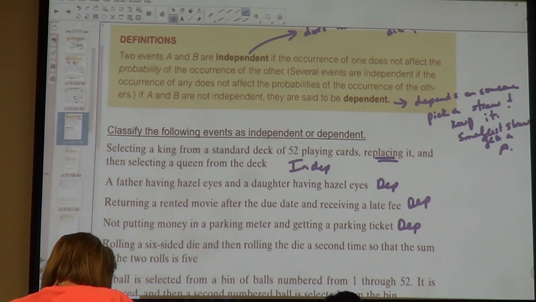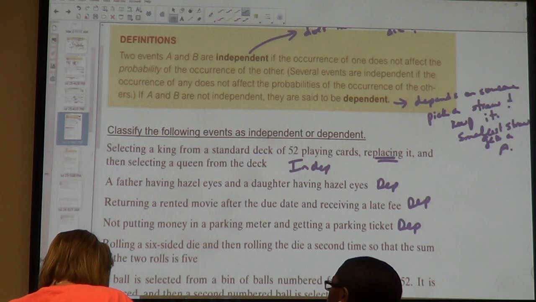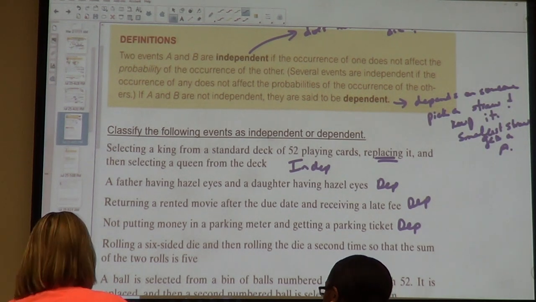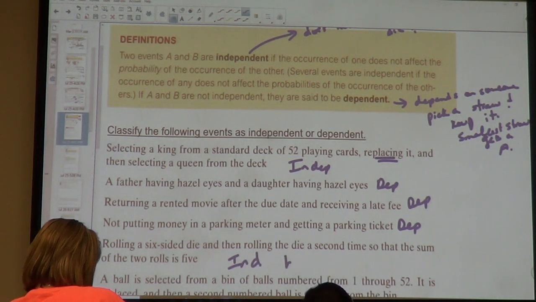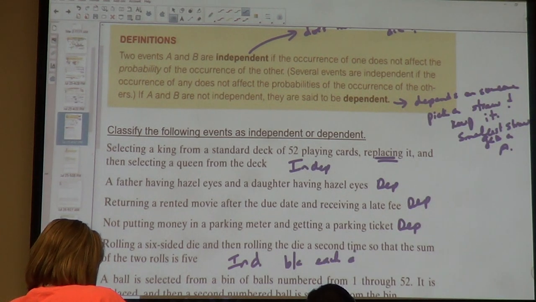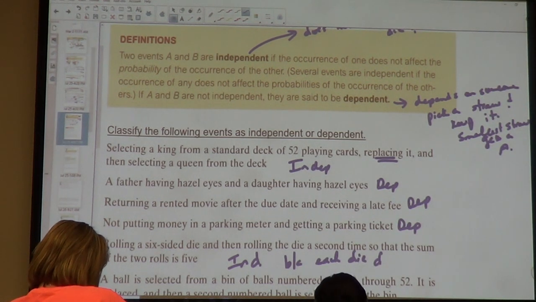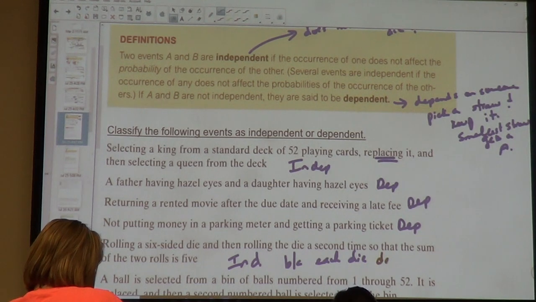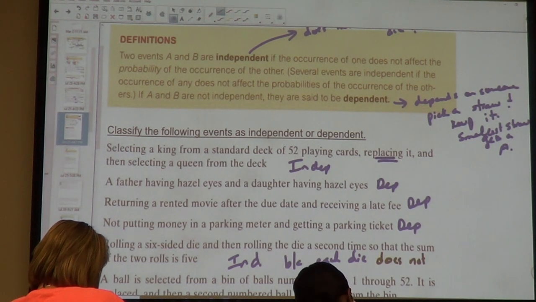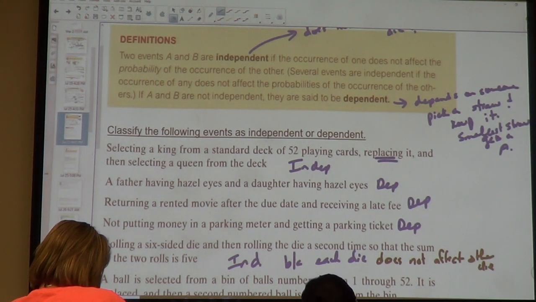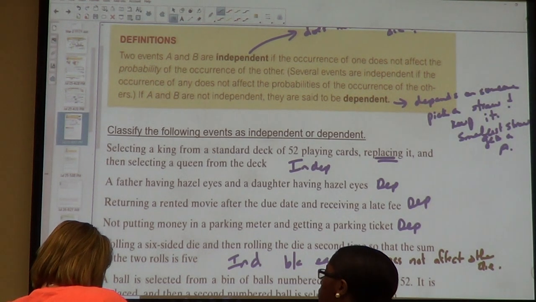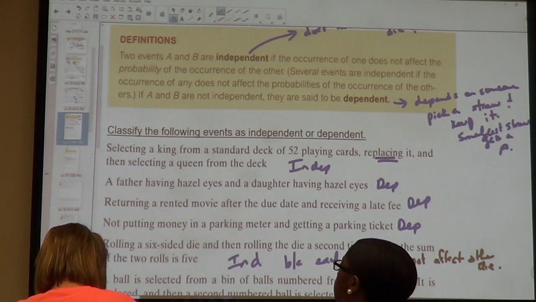Rolling a six-sided die and then rolling the die a second time so that the sum of the two rolls is five. Independent because you took it back and rolled it again, correct? This is independent because each die does not affect the other die. So me rolling the first die and getting a three has nothing to do with rolling the second die and getting a two.